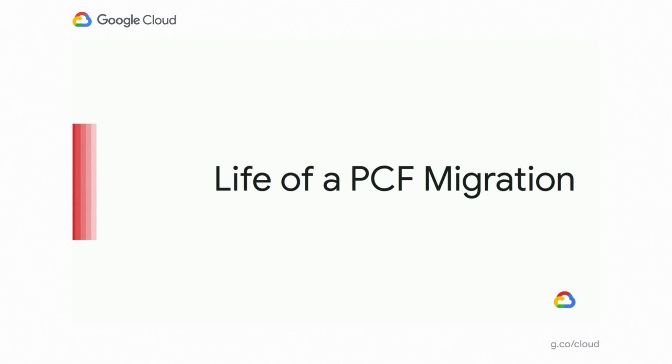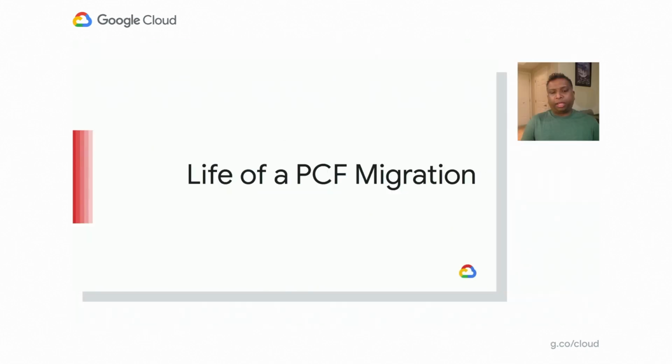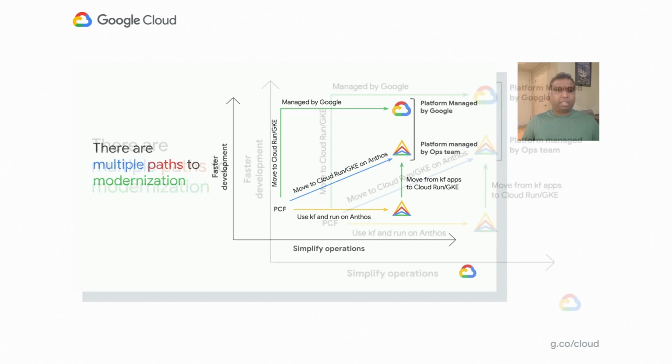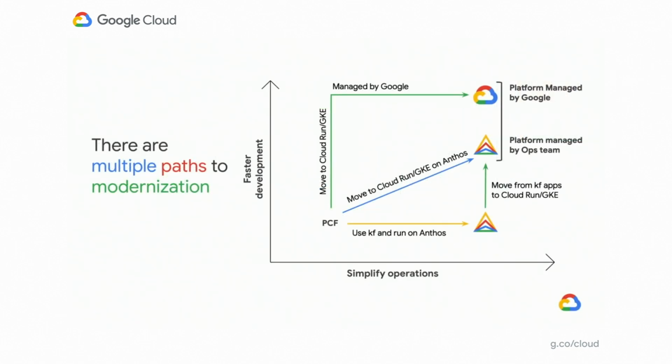Let's look now through the various phases of a PCF migration. So there are multiple paths where you can migrate from PCF to Anthos, and we provide different pathways for enterprises. No two enterprises are built the same, and everybody has their own challenges, so we acknowledge it. So certain enterprises feel very comfortable moving straight away from PCF to something like Cloud Run or GKE, either on Anthos on-prem or on GCP, which is managed by Google.